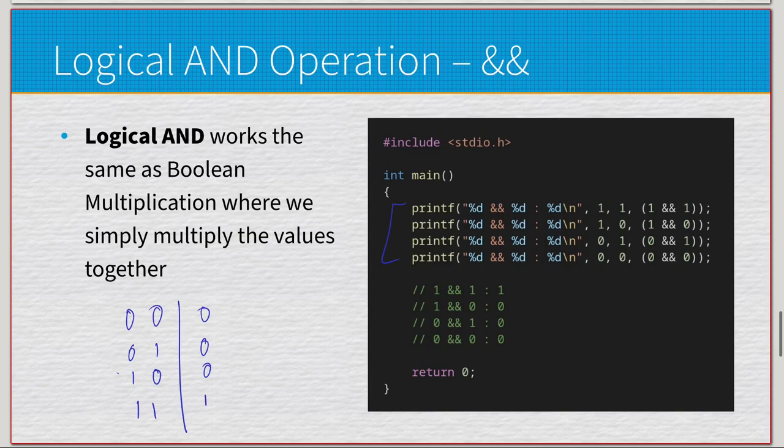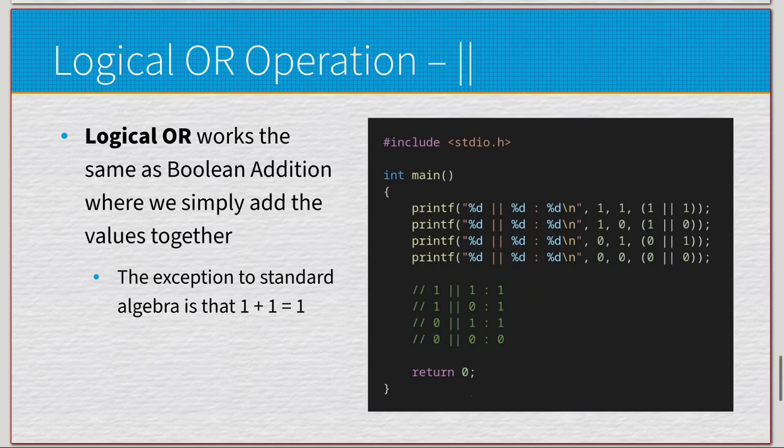We have 1 1, 1 0, 0 1, 0 0. It's backwards of over here. Sorry for that. But the only time in our output that we get one on the side is when both inputs are also one. So, AND, both inputs to the operation must be true for the result to be true. Again, same idea of multiplication.